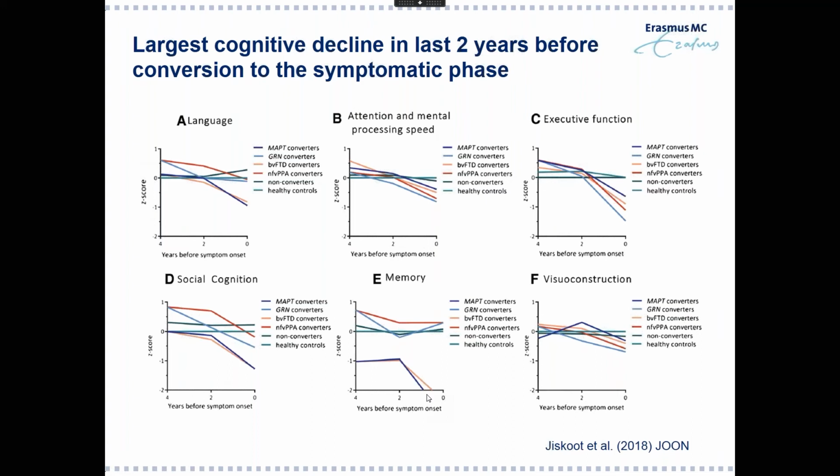And again, gene-specific patterns can be found. Language, social cognition, and especially memory, as you can see here in MAPT, are jeopardized right before symptom onset, whereas attention and executive function are more affected in progranulin. The likely additional explanation is that cognitive decline is present earlier, but our current traditional neuropsychological measures are simply not sensitive enough to identify the small incremental changes happening in the pre-symptomatic stage of FTD.